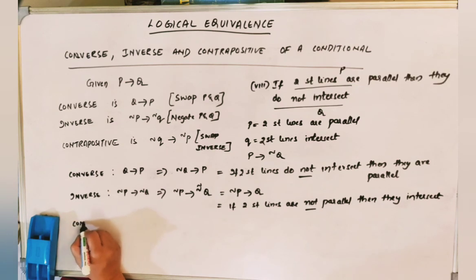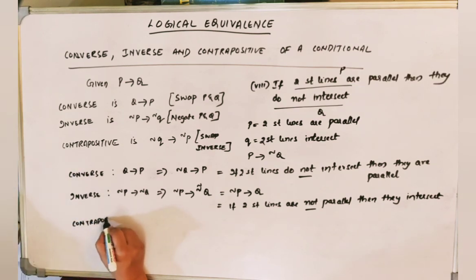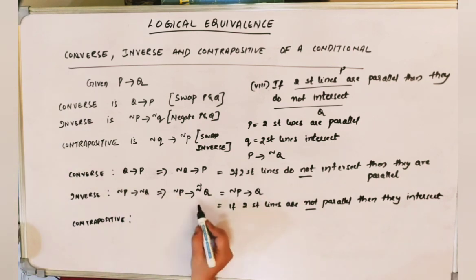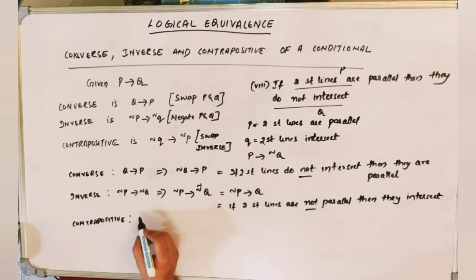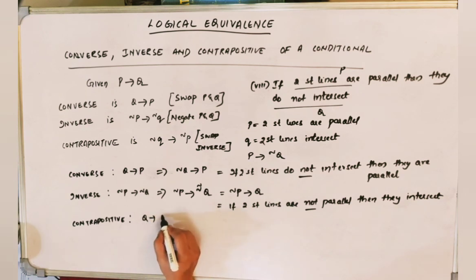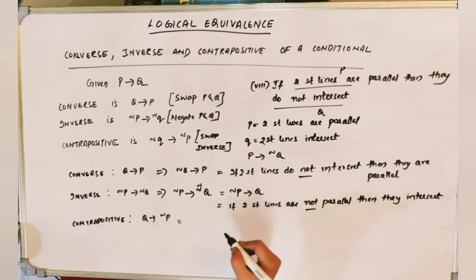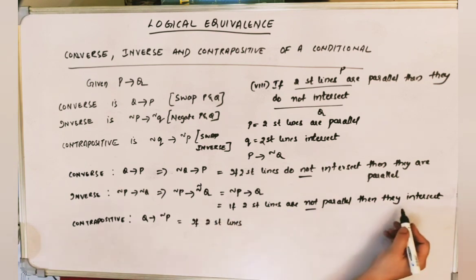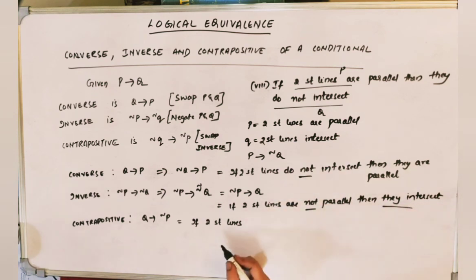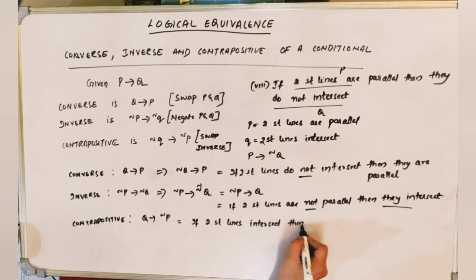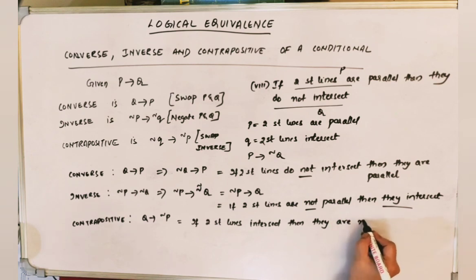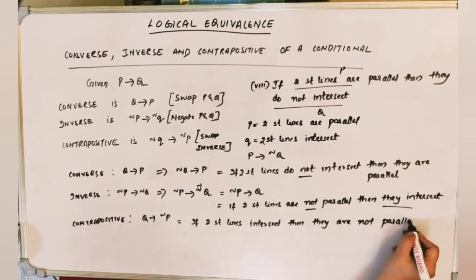Let's arrive at the contrapositive now. What is the contrapositive? Just the reverse of the inverse. What do we get here? It's not P conditional Q. So we'll get not Q conditional not P. We'll just reverse the statements now. If two straight lines intersect, then they are not parallel, because we have not here.